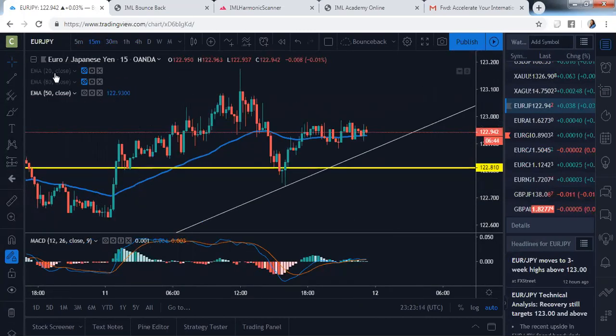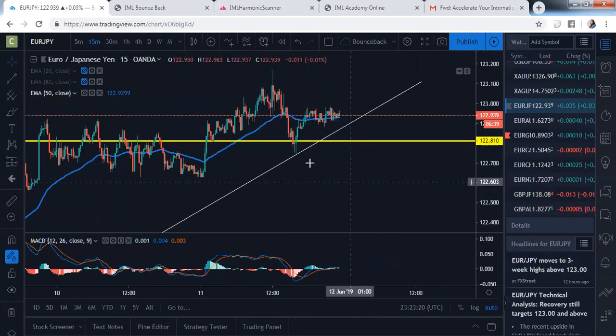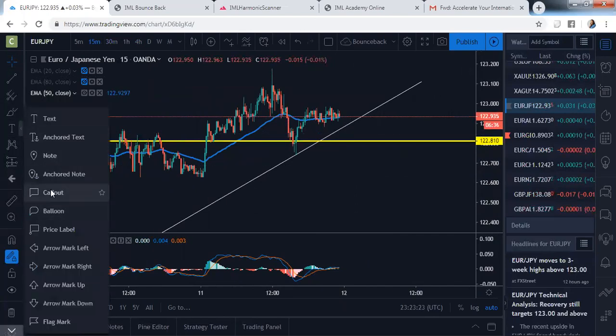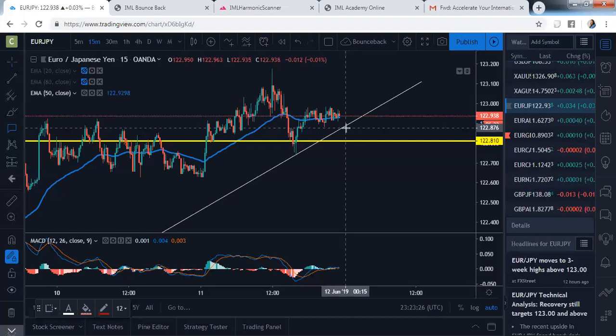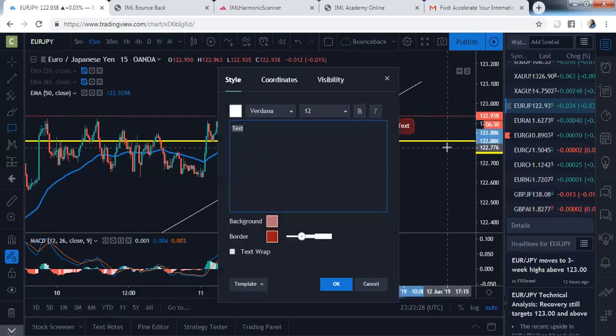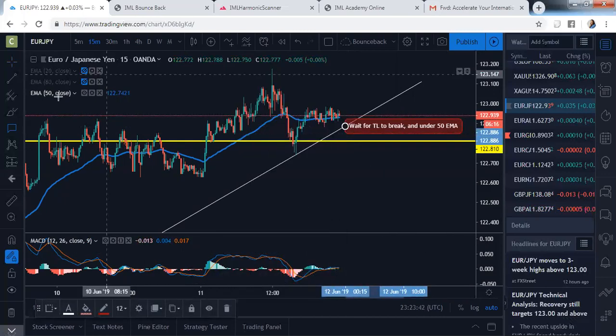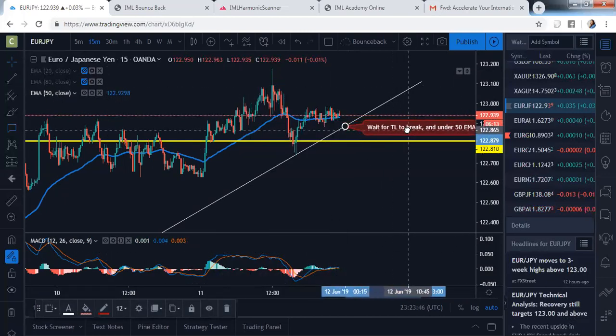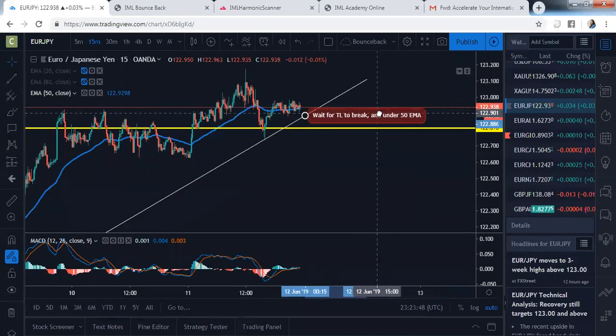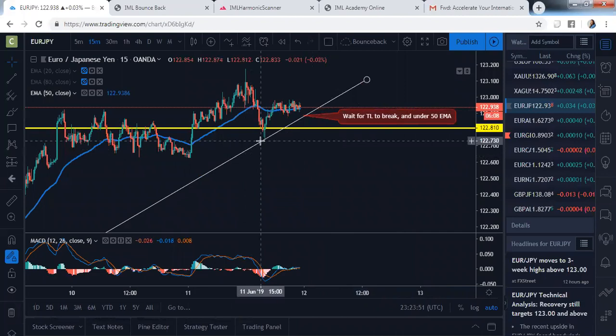Good. So remember that if the trade is called on the 4-hour, you're going to enter on the 15-minute. The note that I put here for you guys says wait for trend line to break. But what I'm going to change that to is wait for TL to break under 50 EMA, so that you guys know exactly what you're looking for with regards to confirmations. So wait for TL to break under 50 EMA.